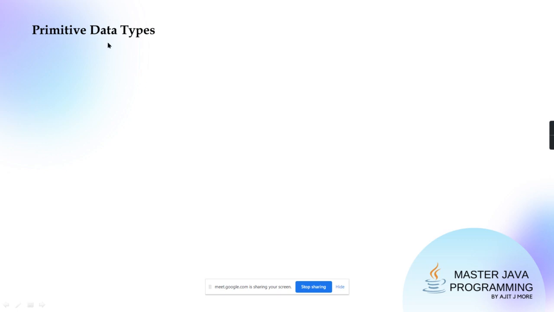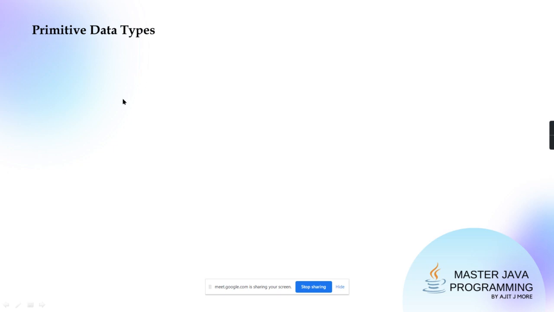Then what are primitive data types? Primitive data types are those which are provided by the language only. They are not user created. When users create them on their own, they are called user defined, and an example of that is class. Class acts like a data type only, but class is a user defined data type. Programmers create it on their own, but when the data types are provided by the language, they are called primitive data types. Agreed?